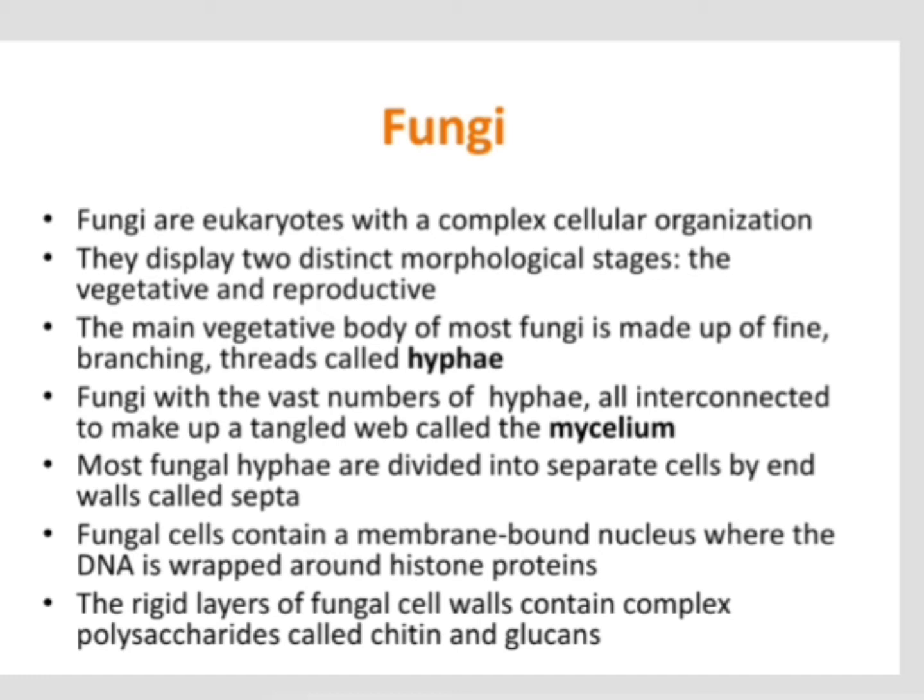And the fungal cell, we have already mentioned that it is a eukaryote, so it has a true nucleus, a membrane-bound nucleus is present, and the DNA is wrapped around the histone protein. Then rigid layers of fungal cell wall contain complex polysaccharides called chitin. Chitin is also present in insect exoskeleton, and along with the chitin, the fungal cell wall contains glucan. So fungi is an organism which possesses a cell wall. Bacteria, plants and fungi possess cell wall.